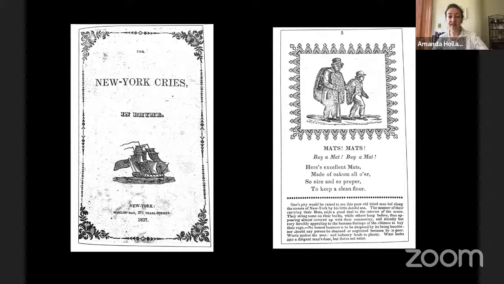"No honest business is to be despised by its being humble, nor should any person be shunned or neglected because he is poor. Worth makes the man, and industry leads to plenty. Want looks into a diligent man's door, but dares not enter."